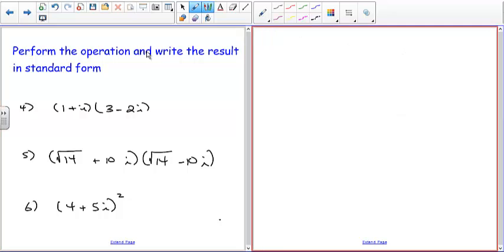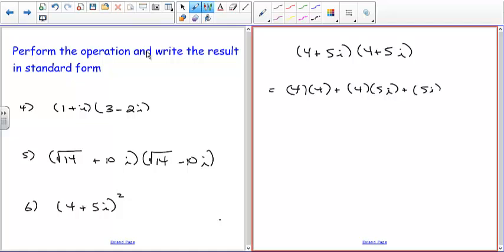Okay, and then the last one is this 4 plus 5i squared. So all that really is 4 plus 5i times 4 plus 5i. That's what squared means. So we use FOIL on this. So we'll get 4 times 4, that's first. 4 times 5i, that's outer. 5i times 4, that's inner. And 5i times 5i, that's last.